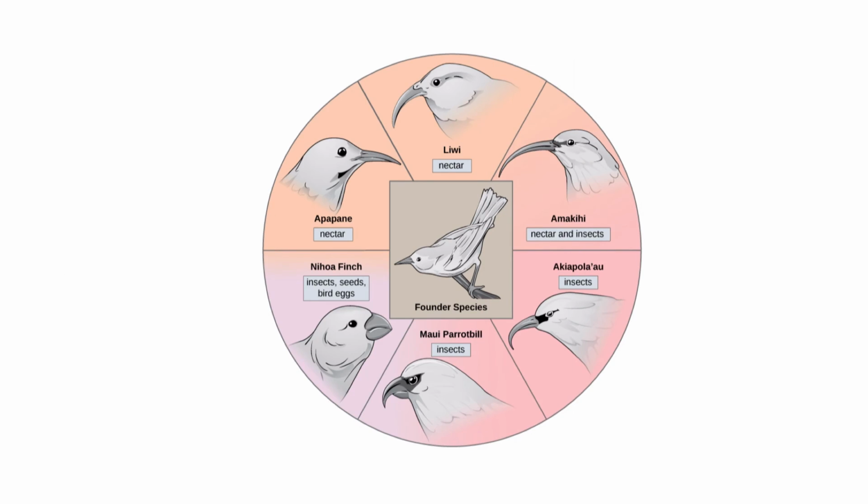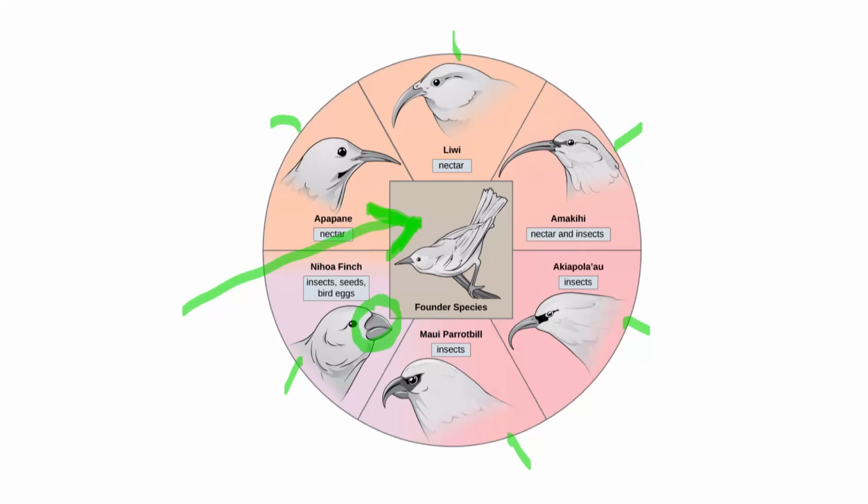As an example of this, I have a picture here of Hawaiian honeycreepers, which all evolved from a common founder species. So this bird is the ancestor of all of these different species of honeycreepers. Over time, through the process of niche partitioning, adaptive radiation has happened so that some honeycreepers have very large beaks, like this one, and they eat nuts.